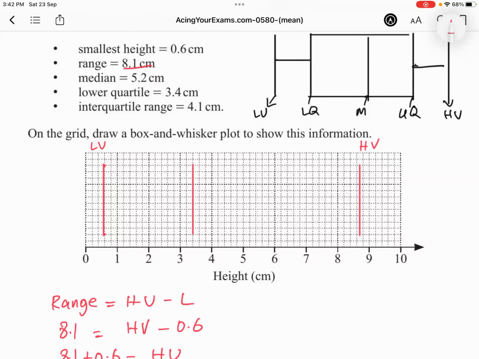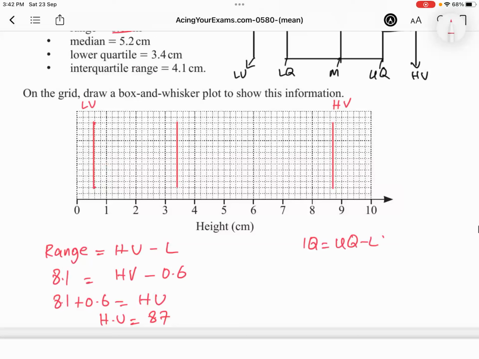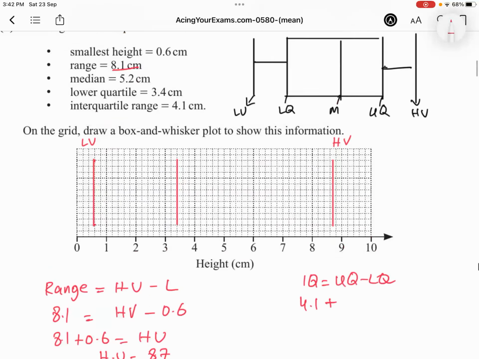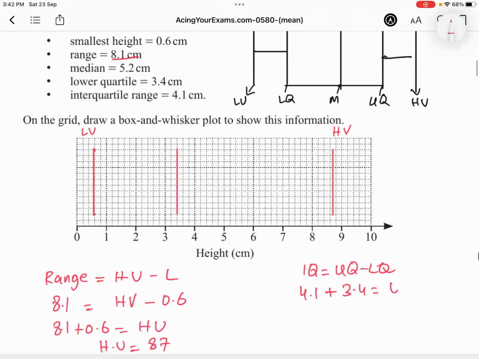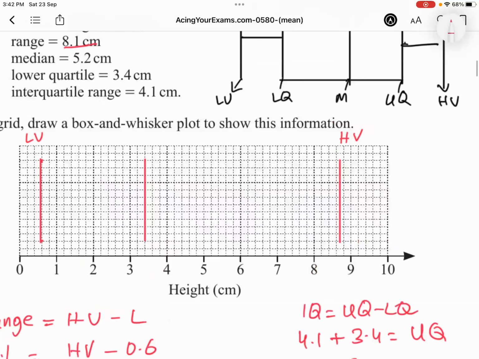So the upper quartile can be found by the formula: interquartile range is upper quartile minus lower quartile. Interquartile range is 4.1. The lower quartile is 3.4, so minus LQ will come over and be added. So that would be the upper quartile, that is 7.5. So 7.5 is the upper quartile, between 7 and 8.